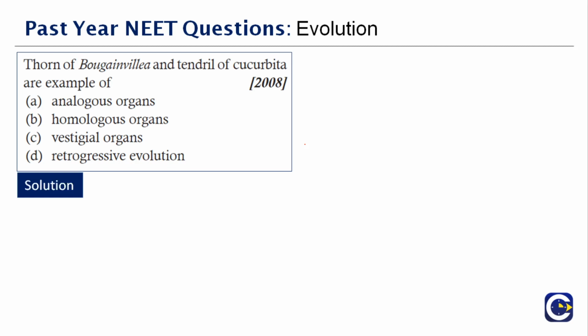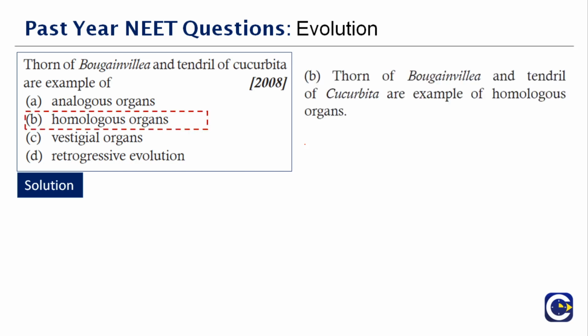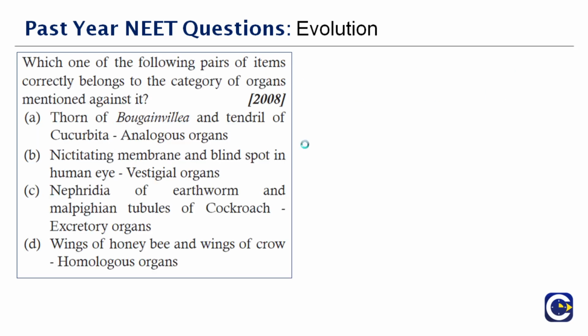This question was asked in the year 2008. Thorn of Bunguela and the tendril of cubata are examples of what? Analogous or homologous? It should be either of this. They are examples of homologous organs. Therefore the right answer to this question is option B. Homo means same, so you should be able to understand what it is.